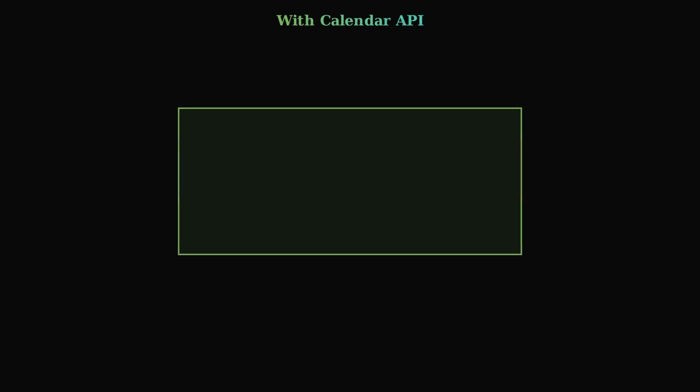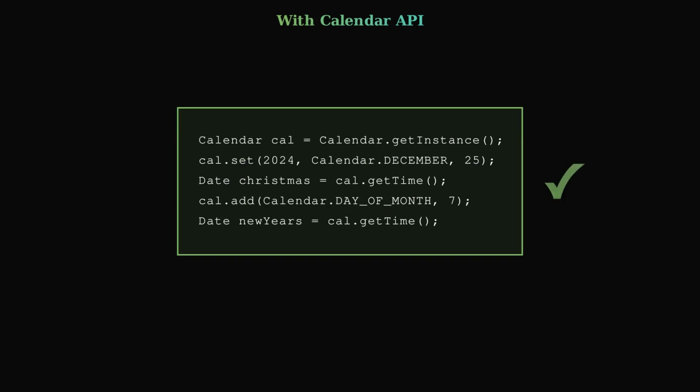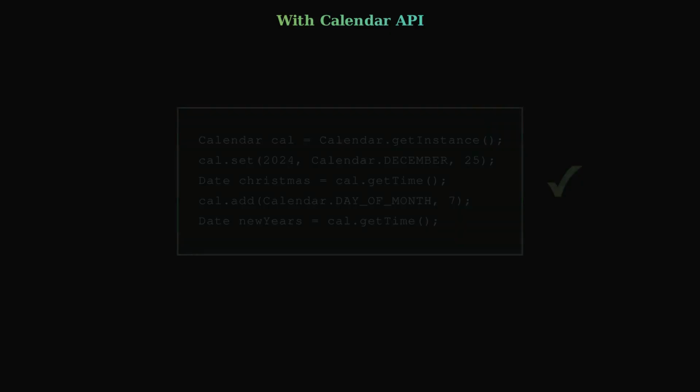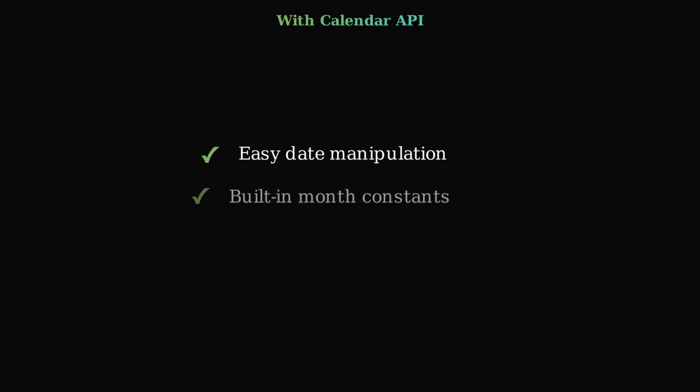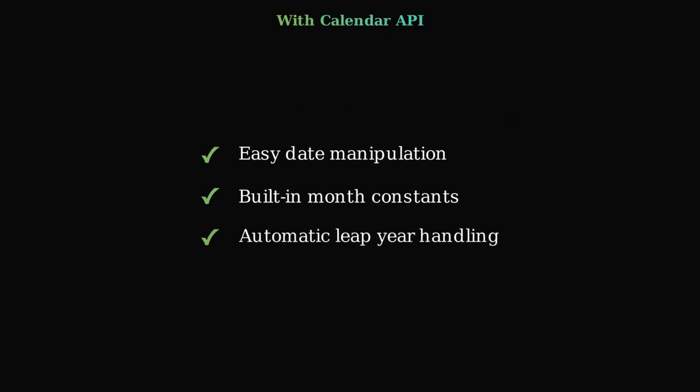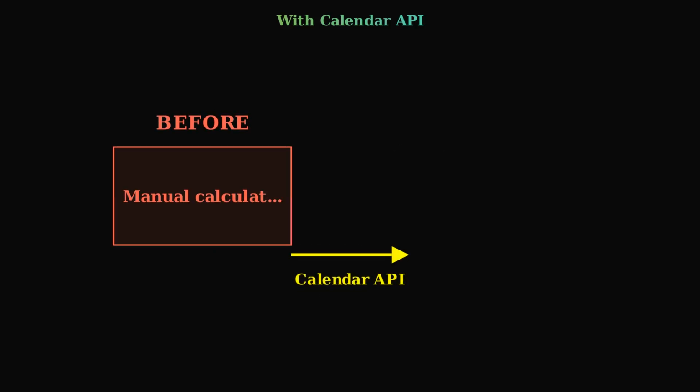Here comes the solution, Calendar API. Look how clean the code is now. Easy date manipulation, built-in month constants, automatic leap year handling. Compare the difference. And that is why we use Calendar API.